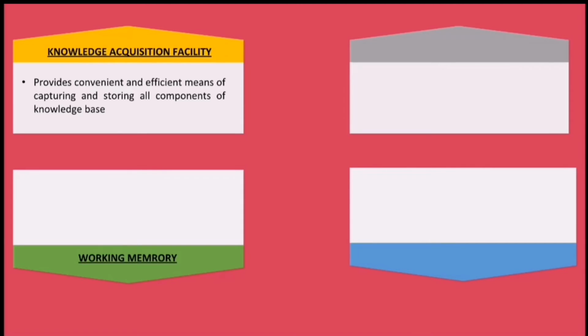Working memory. Working memory contains the facts about the problem that are obtained during operation. Working memory refers to task-specific data for the problem under consideration.